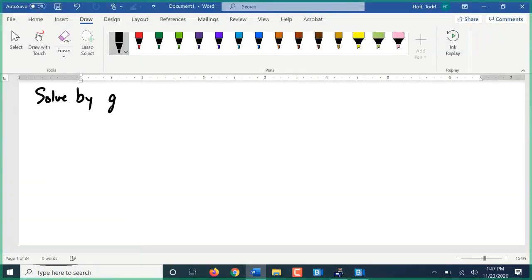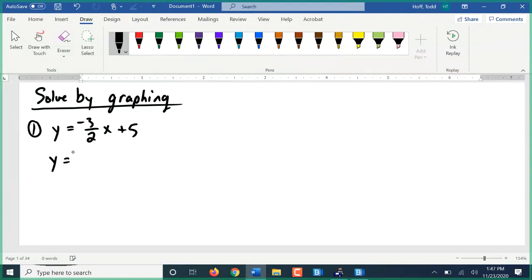So I want to give you a couple of systems of equations to solve by graphing. The first one I'm going to give you will be y equals negative 3/2 x plus 5, and y equals 1/4 x minus 2.